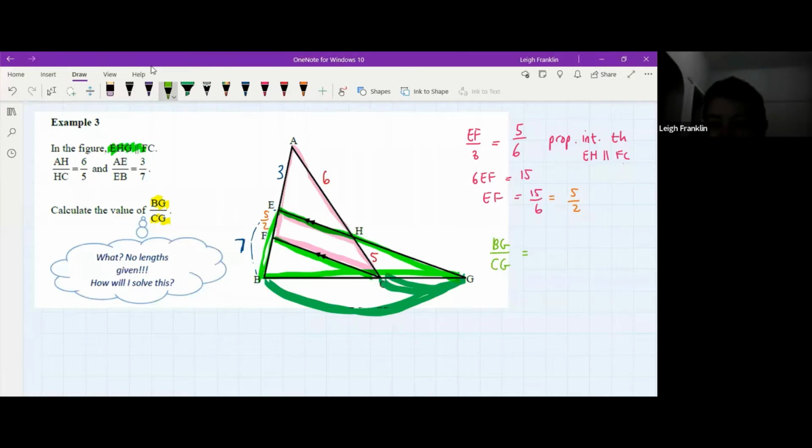EG over HG. BE over FE. Does that make sense? Yes, ma'am. Okay. Tatsuo says it makes sense. What about the rest of you? Ma'am, I don't understand. I don't understand either. Okay, so what you are doing is you're almost working upside down.